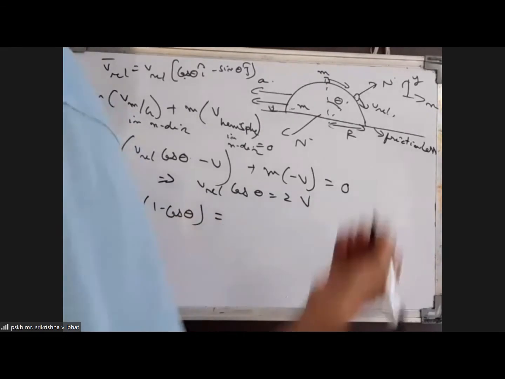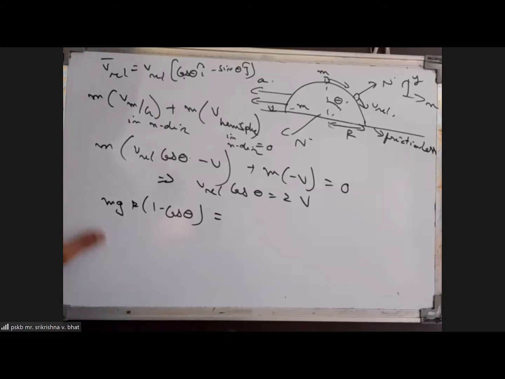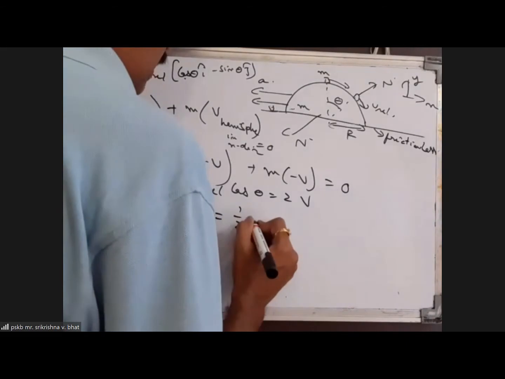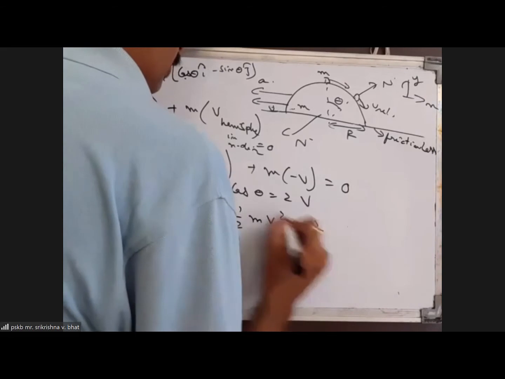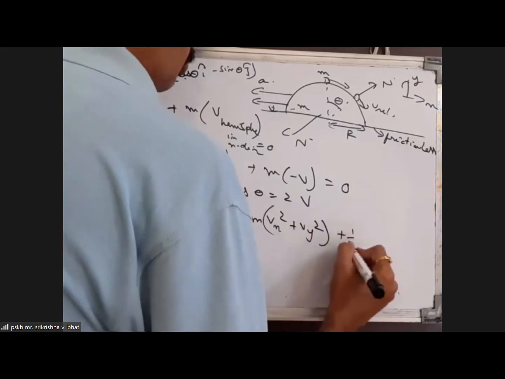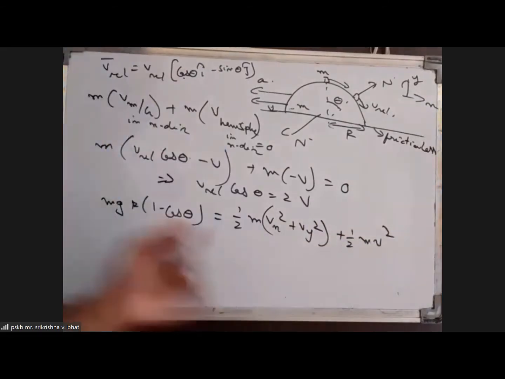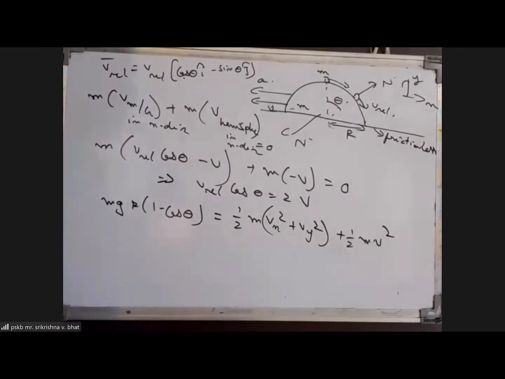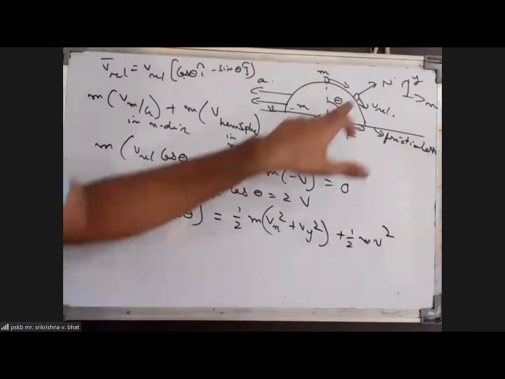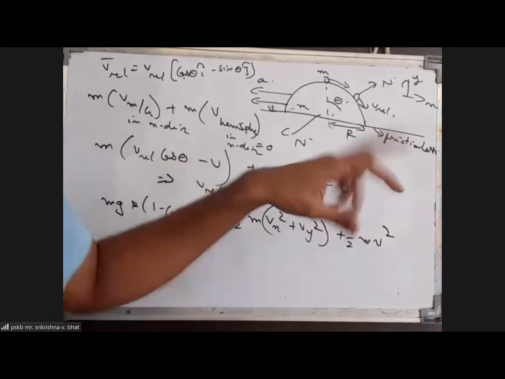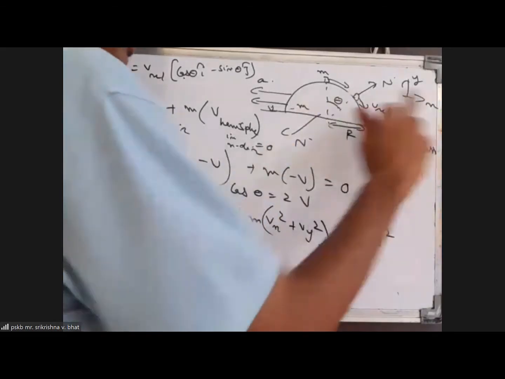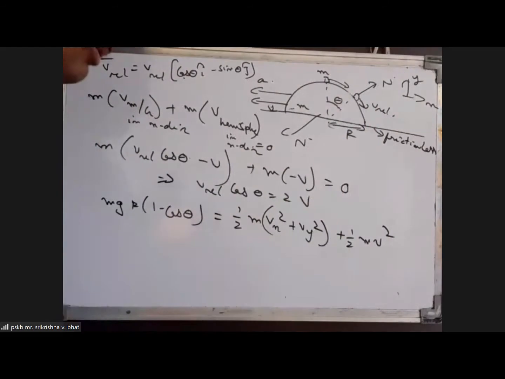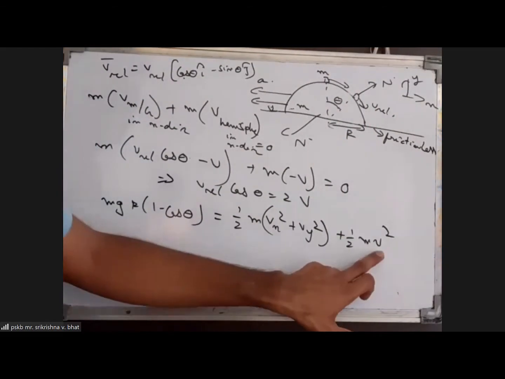That should be equal to the change in kinetic energy of the whole system. The change in kinetic energy of the whole system should be half m into vx square plus vy square, plus half m into V square. Here vx and vy are the velocities of the small particle in the x and y directions with respect to ground. And this is the velocity of the hemisphere.